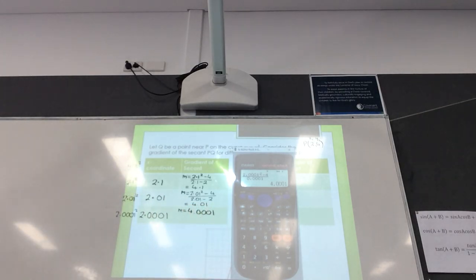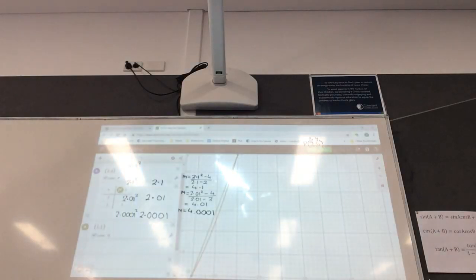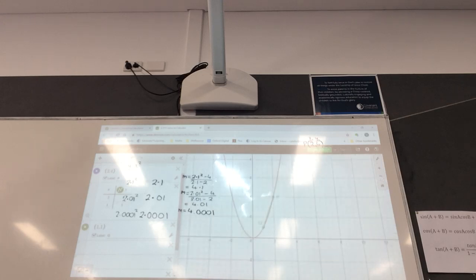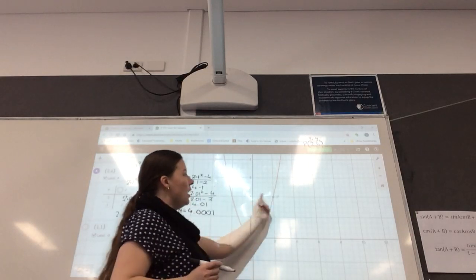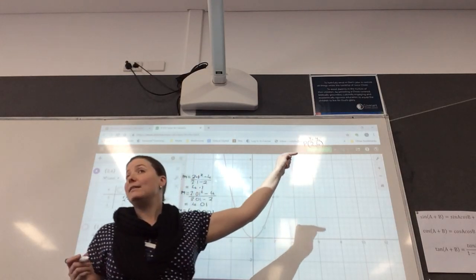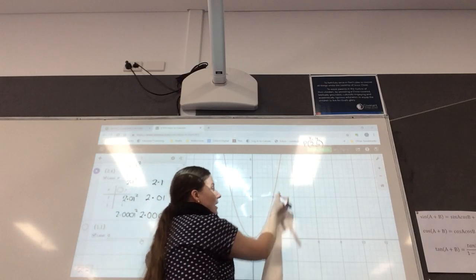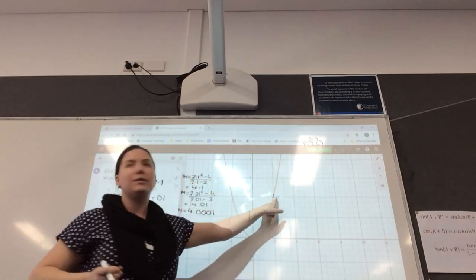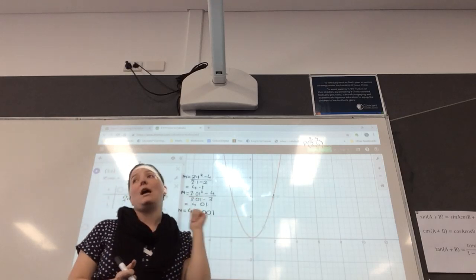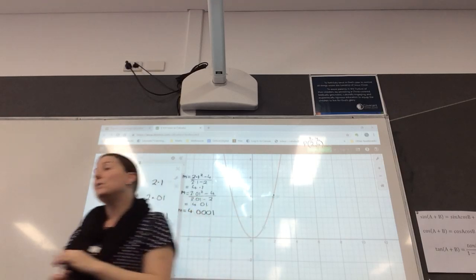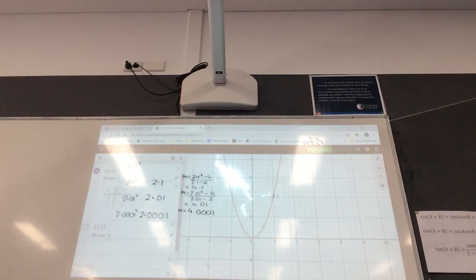Now, let me just clarify what I've done. Let's get rid of Q. I've looked on this side of my point. Does that make sense? So I'm looking at 2 and a bit, trying to get even closer than that. So I've looked from that side. I'm now going to come from the other side. Is that okay? So we're going to fill out that other table.